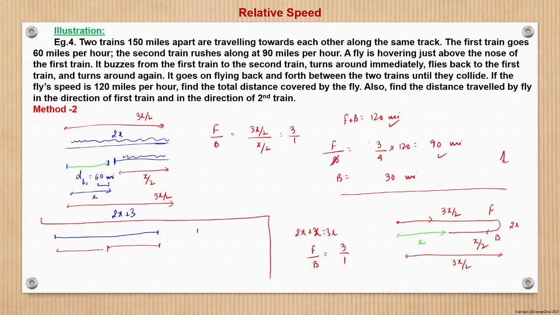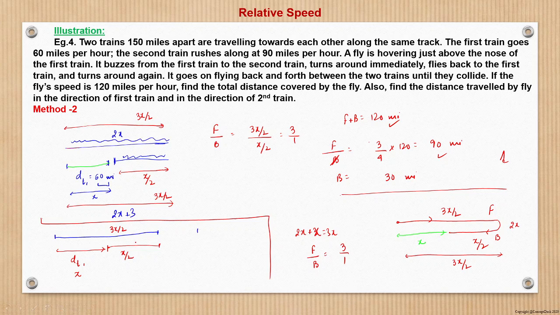So in the time, this is the distance covered by train 1. In the same time the fly has gone to this distance and come back. And since the speed of the fly is twice, we can say that if this is x, the distance in blue plus this bottom part in red is nothing but 2x. So from the same part we can say this is 3x by 2, and this is x by 2.